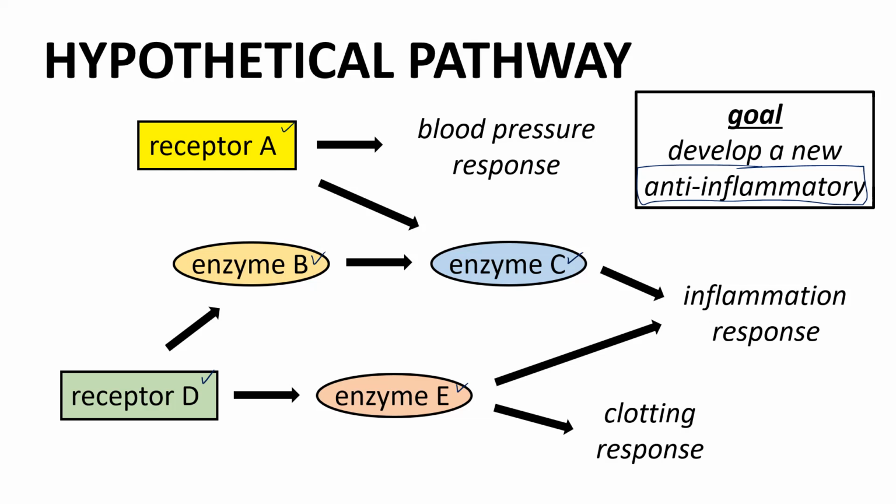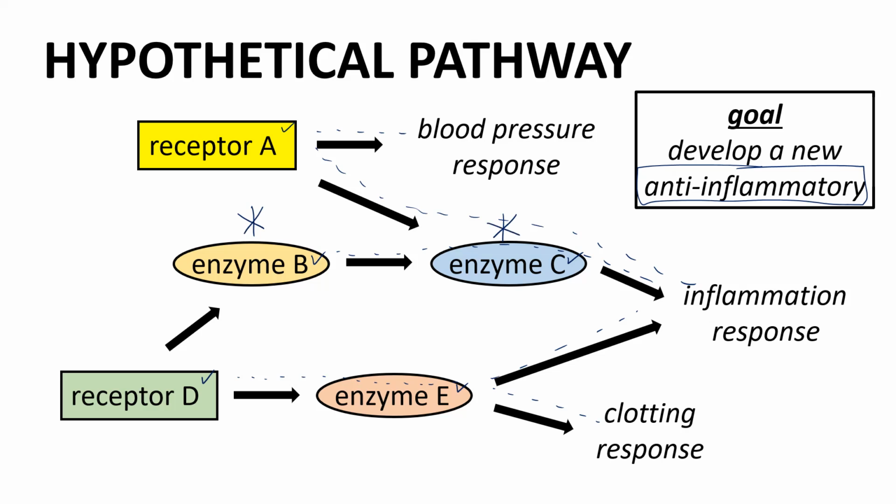Receptor A is connected to 2 different responses, inflammation and blood pressure. Enzyme B is only tied to inflammation. The same is true for enzyme C. Receptor D and E are linked to inflammation, but unfortunately clotting as well. Of all these targets, only enzymes B and C are only associated with inflammation. These would be the best choices for our drug target.